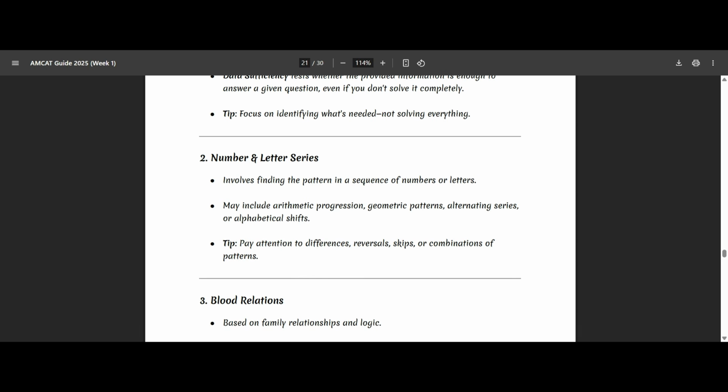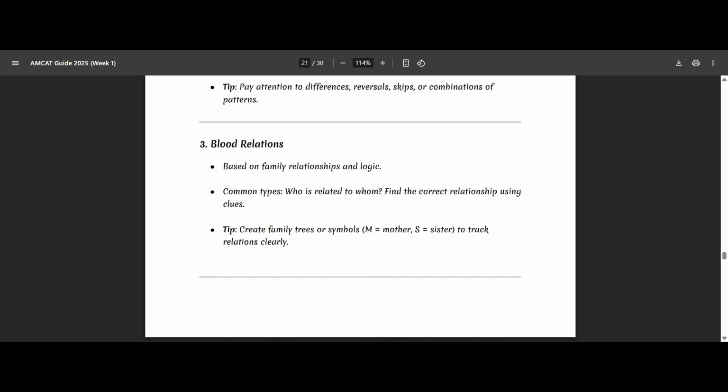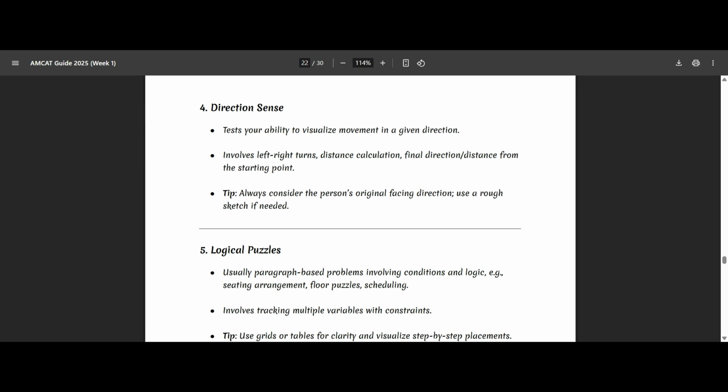Number and letter series involves finding the pattern in a sequence of numbers or letters, and may include arithmetic progression, geometric patterns, alternating series, and alphabetical shifts. Pay attention to differences, reversals, skips, or combinations of the patterns. Then, blood relations, based on family relationships and logic. Common types: who is related to whom, find the correct relationship using clues. Create family trees or symbols to track relationships clearly.